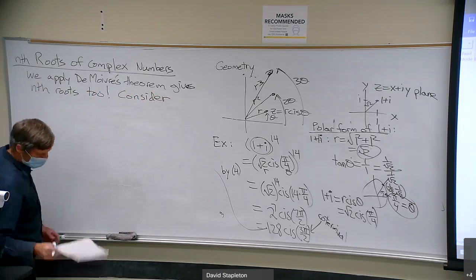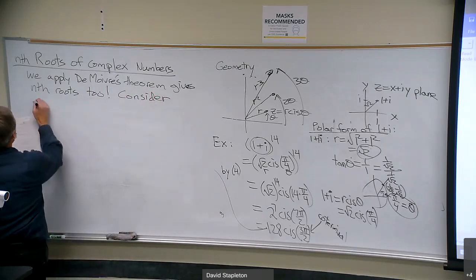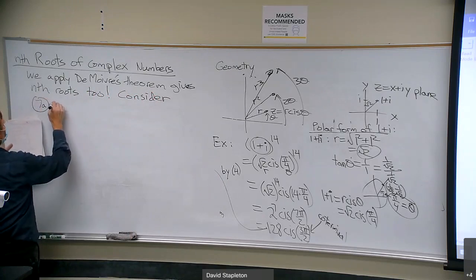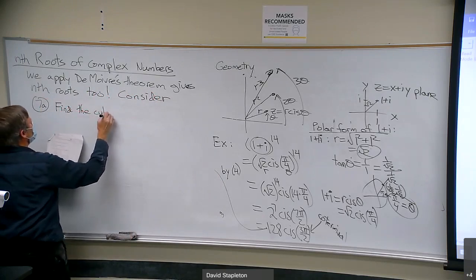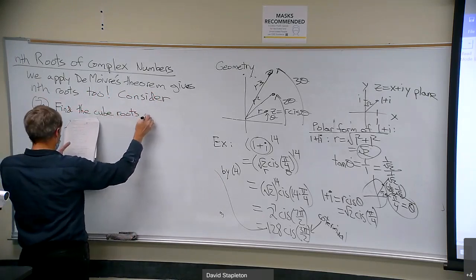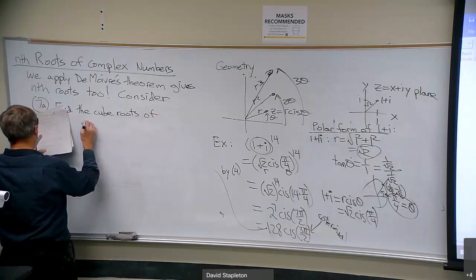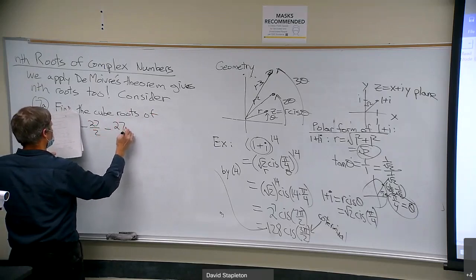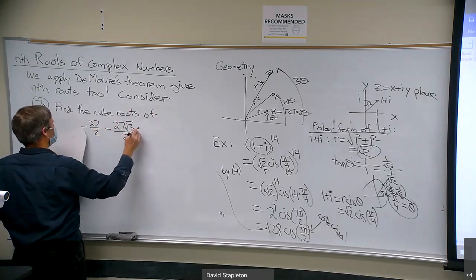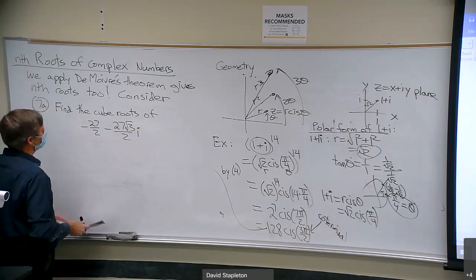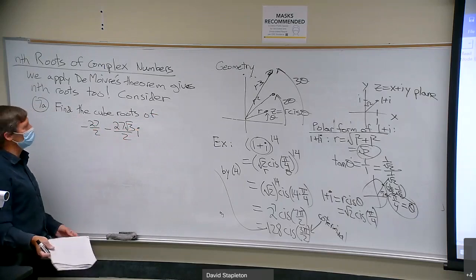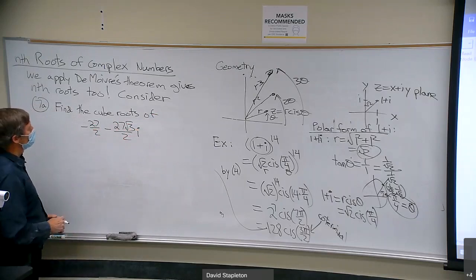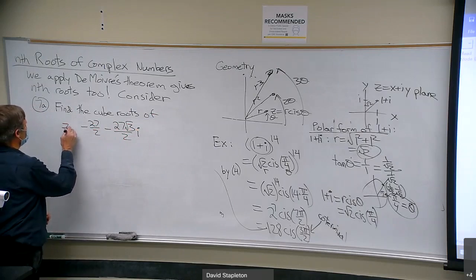So here's 7a. Find the cube roots of minus 27 over 2 minus 27 square root 3 over 2 i. Wonder what the cube roots of that complex number are. That's already a mess, right? But I can compute them using De Moivre's theorem. What do I need? Suppose this is z, all right?